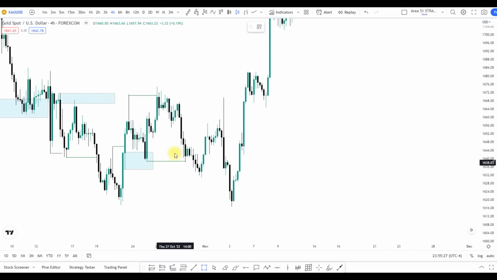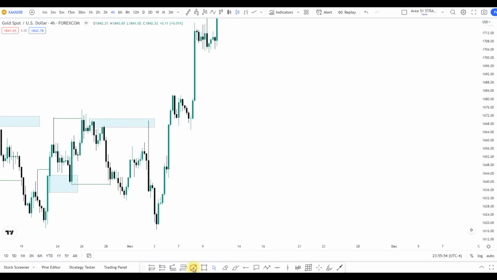Okay, so once we get this change of character again, where is our supply zone before this demand was taken over? This demand was taken over by this zone here. So it could be somewhere here. It also could be this extreme supply zone. Okay, market started going down, went back to retest, and then started going down again. All right, giving us that break of structure one more time.